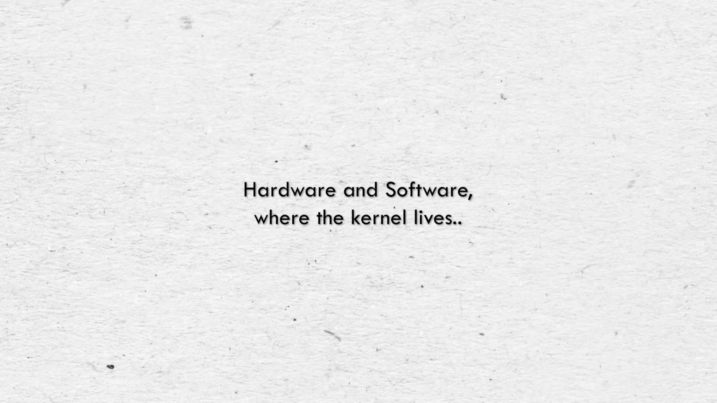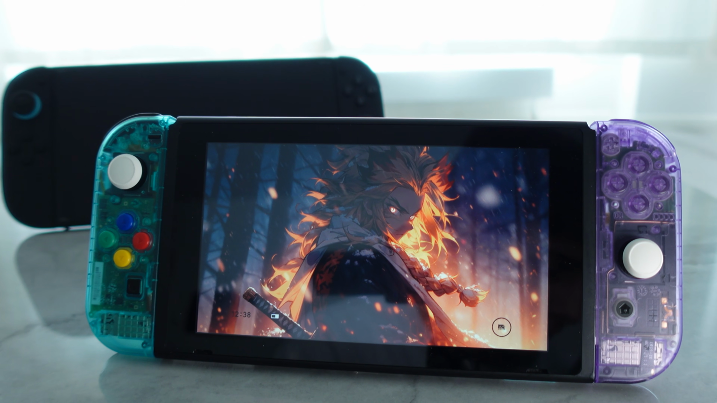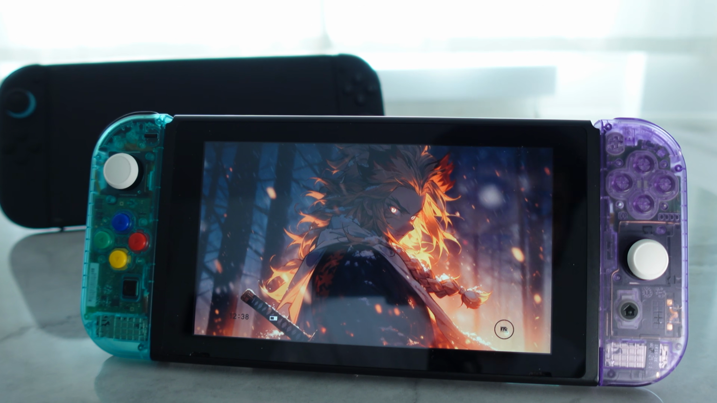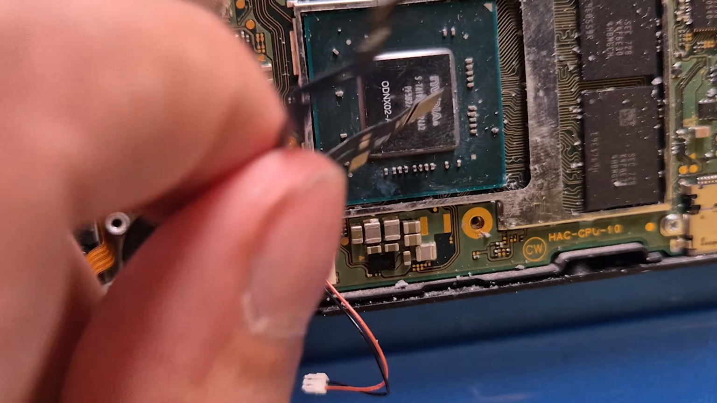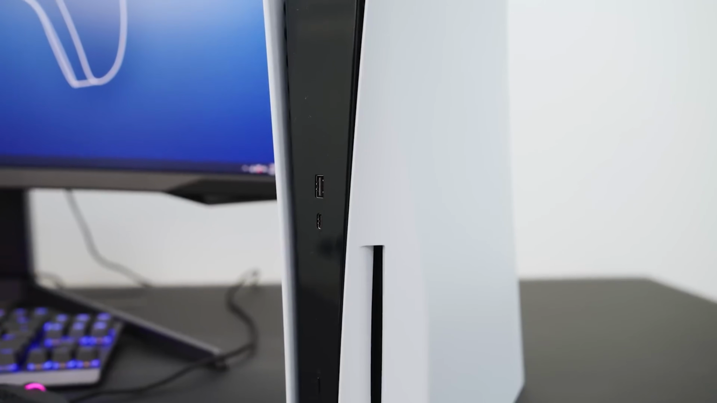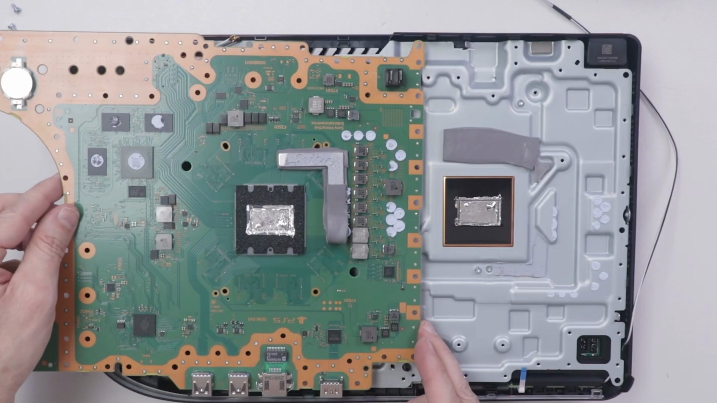Hardware and software, where the kernel lives. Now, in terms of hardware, the kernel isn't a physical thing you can touch. It lives as code running on the main processor. In a Nintendo Switch, for example, the kernel is part of the Switch operating system called Horizon, running on the NVIDIA Tegra X1 chip. On a PlayStation 5, the kernel is part of its custom operating system, derived from FreeBSD, running on the AMD CPU.